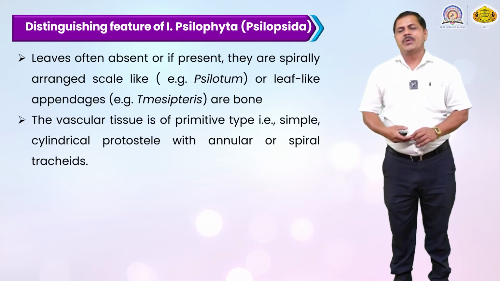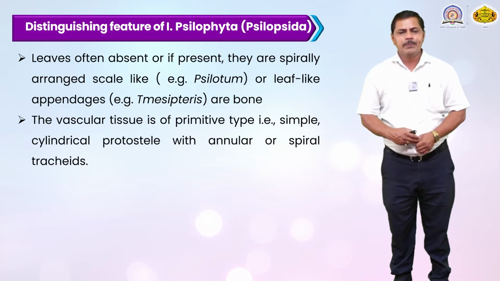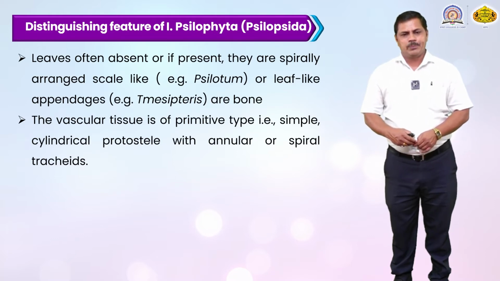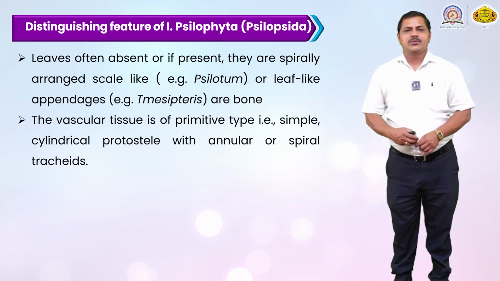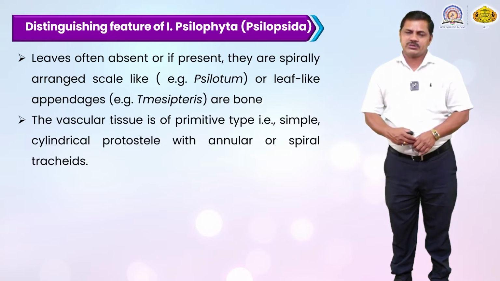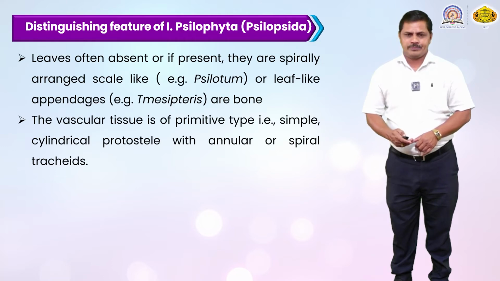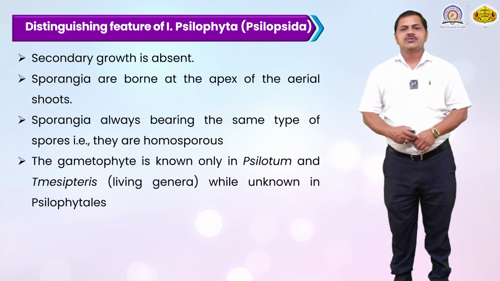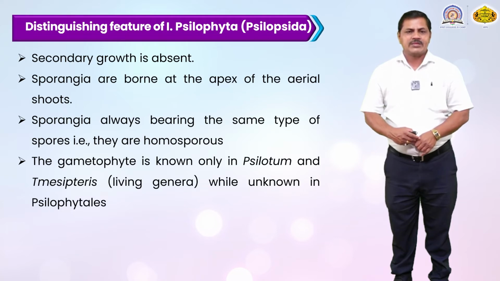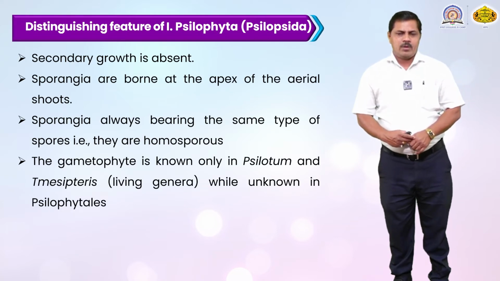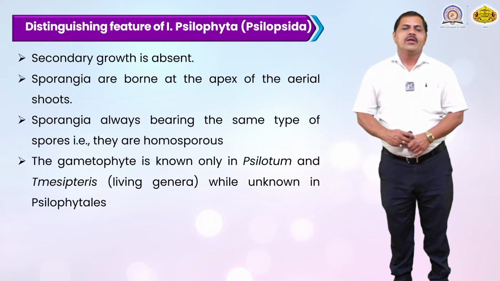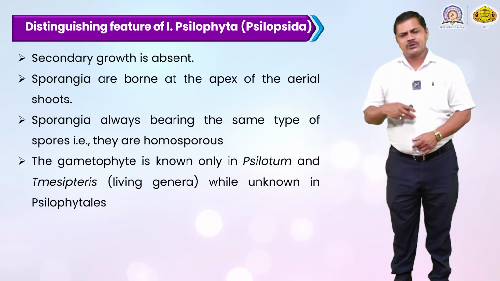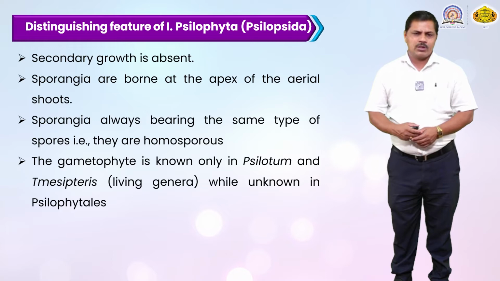Now, vascular tissue is of a primitive type, meaning the arrangement of the vascular bundle is primitive and simple. The vascular tissue is simple, cylindrical, and this arrangement of xylem and phloem is called protostelic. Annular or spiral tracheids are also present inside the plant body. Then another distinguishing feature of the Psilopsida: secondary growth is absent, meaning these plants are only annual. After the completion of the life cycle, they stunt their growth.